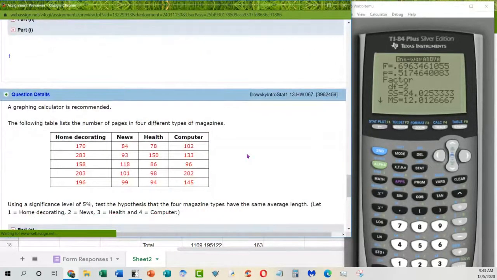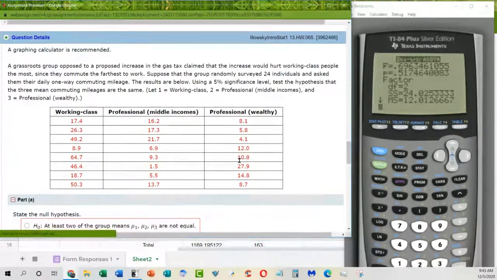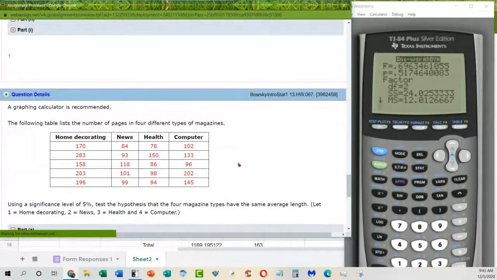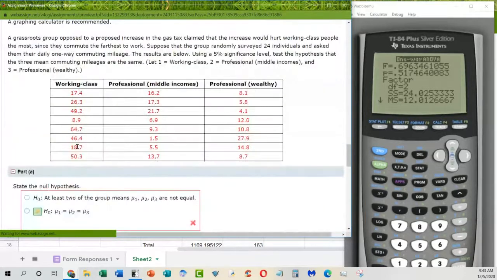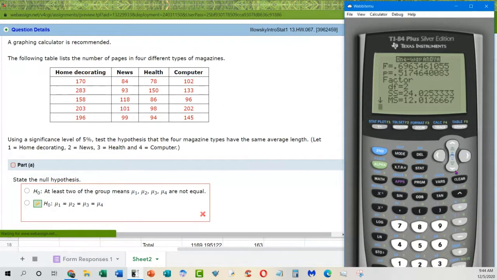This one has four columns in it. That's the big difference between these three problems: this one has more rows, this one has more columns, but the work and all the stuff is exactly the same. You're just going to put this data in and look for these two numbers. Here are my degrees of freedom for the first part, here's my degrees of freedom for the second part.